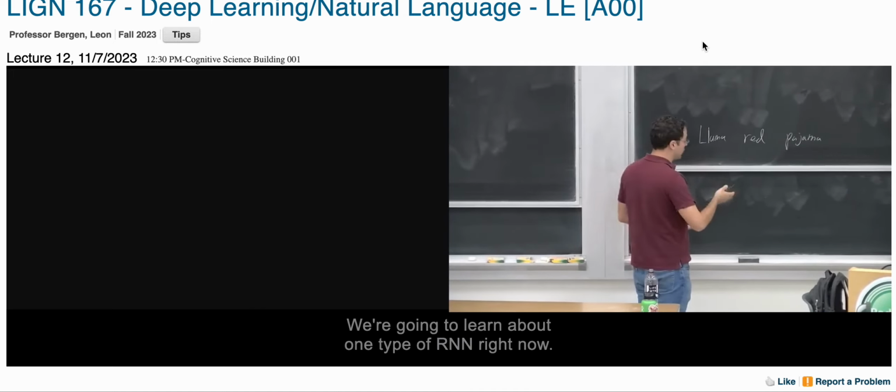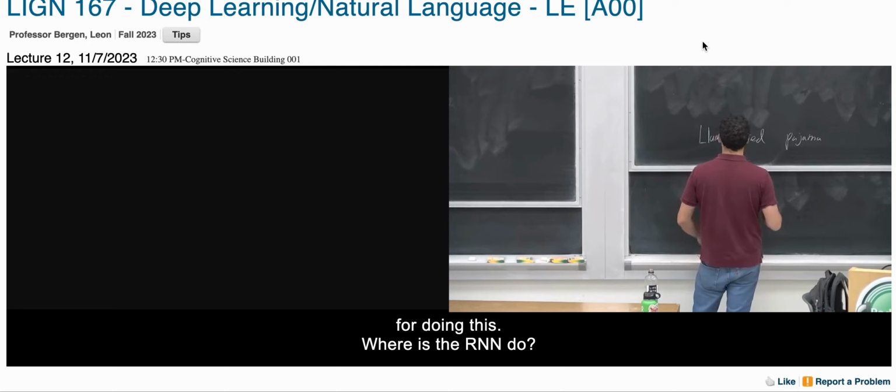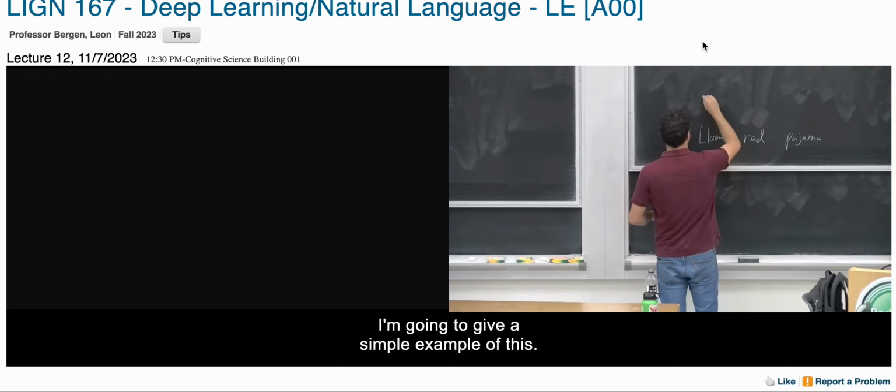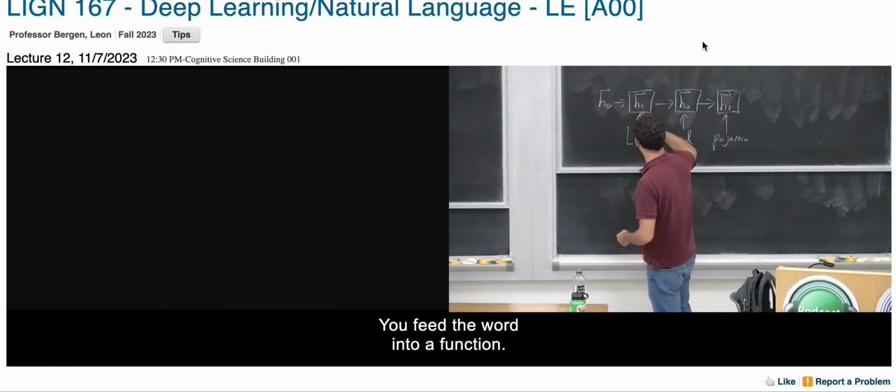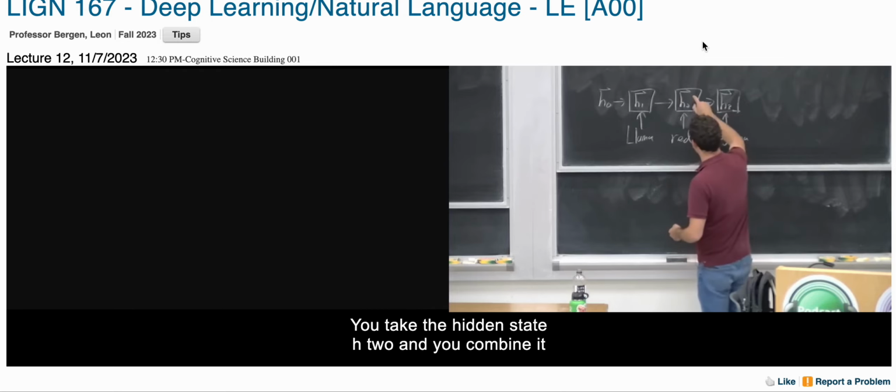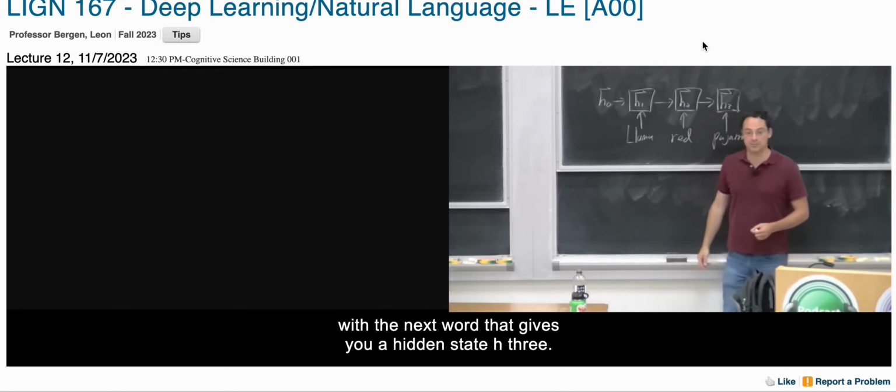In RNN, we're going to learn about one type of RNN right now. It's a particular strategy for doing this. So what does the RNN do? I'm going to give a very, very simple example of this. Okay, so what the RNN does is it processes words one at a time. You feed the word into a function, you get a hidden state h1. You take that hidden state h1 and you combine it with the next word. That's going to give you a hidden state h2. You take the hidden state h2 and you combine it with the next word. That gives you a hidden state h3.